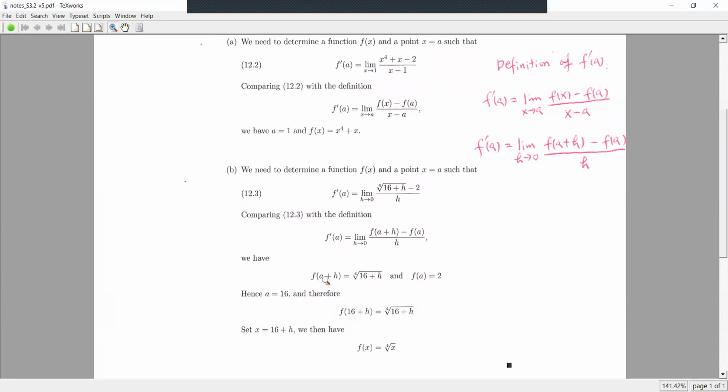Plug in 16 in a, then we have this equation. Now, set x to be 16 plus h. H is a variable. X is a variable. Then this equation becomes f of x is equal to the fourth root of x. So the conclusion to part B is the function is the fourth root of x, and the point A is 16.